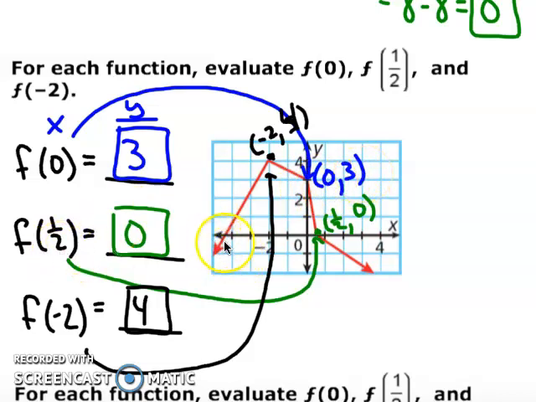F of a half. So again, go on the x-axis, look for a half, and the red line crosses there. So this is 1/2, comma 0, so 0 is my y value. Negative 2. Negative 2 on the x, go all the way up. It hits the red graph at 4. So 4 is my answer.